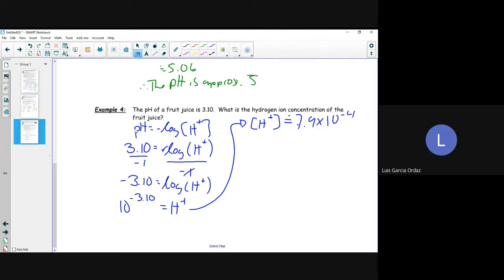Okay? Or if you want it in decimals, 0.00079. Which means that the hydrogen ion concentration is approximately 7.9 times 10 to the negative 4 moles per liter.